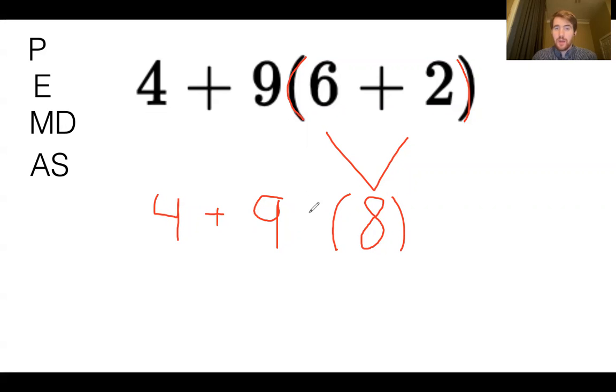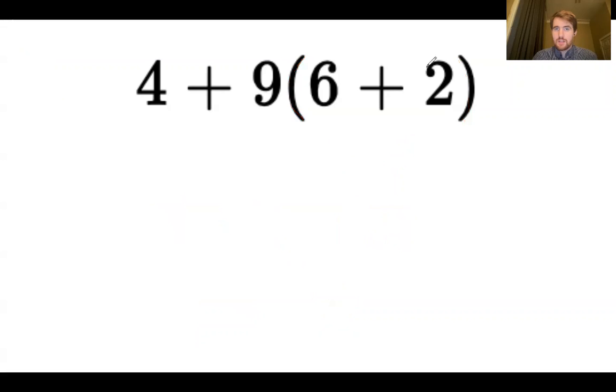Well, this means multiply. Are we ready to move on to multiplication? Well, we've done our parentheses. Exponents, there are no exponents, so we don't have to worry about that. Now multiplication and division. So we don't add 4 plus 9 yet. Instead, we do 9 times 8 because this is multiplication. So what is 9 times 8? 72. Then we have 4 plus 72. And now that we've done the multiplication and division, we can finally move on to addition and subtraction. 4 plus 72 equals 76. So there's one example. Let's look at another one.